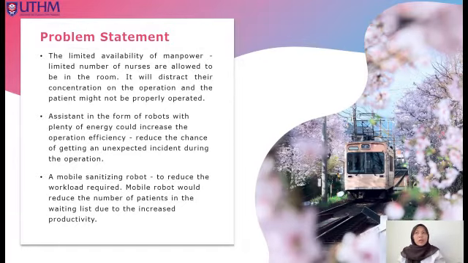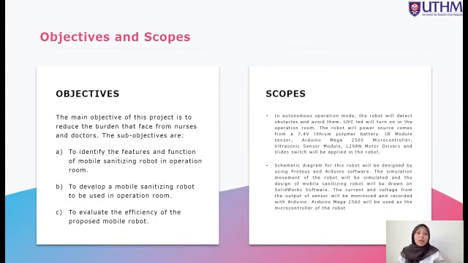Next are the objectives and scope. There are three objectives. First, to identify the features and functions of a mobile sanitizing robot. Second, to develop a mobile sanitizing robot to be used in the operation room. Third, to evaluate the efficiency of the proposed mobile robot. The scope is autonomous operation mode. The robot will detect obstacles and avoid them, and the UVC LED will turn on in the operation room.